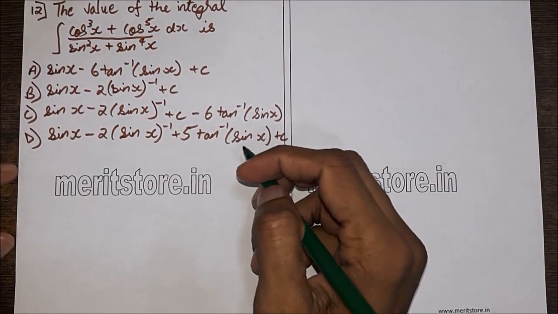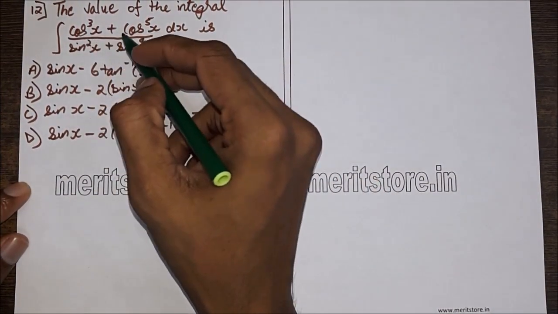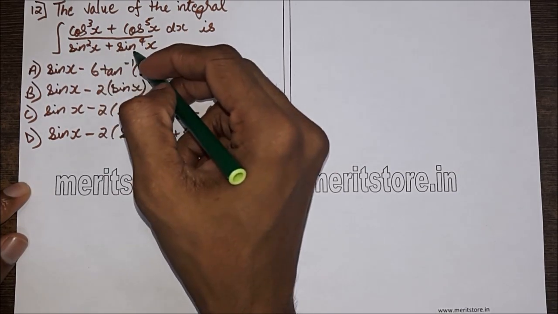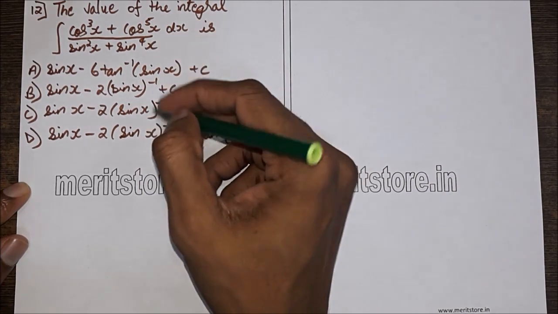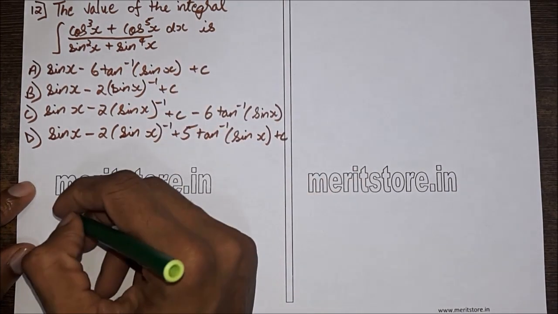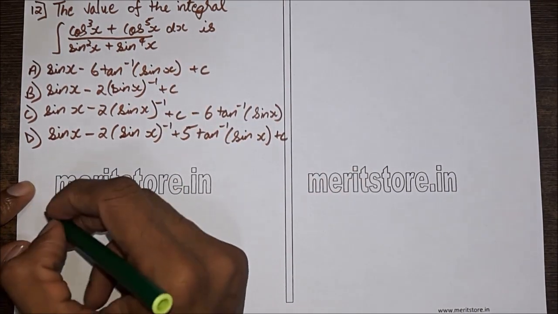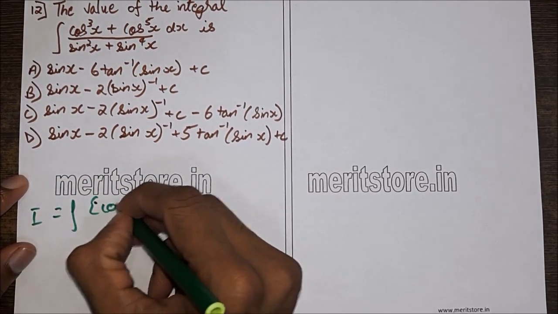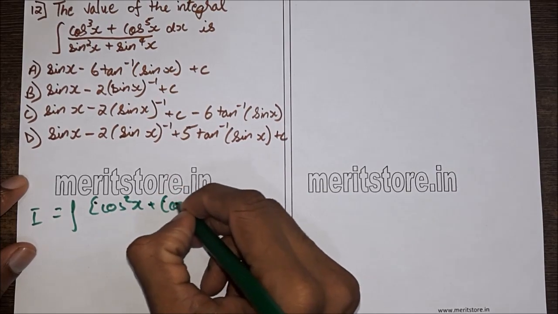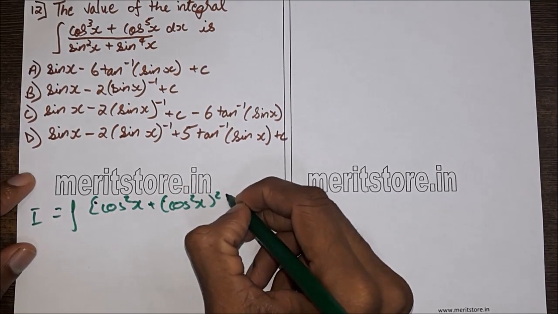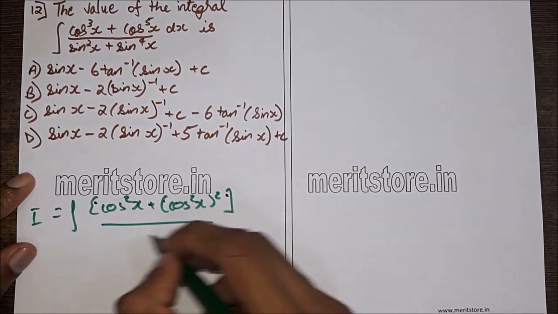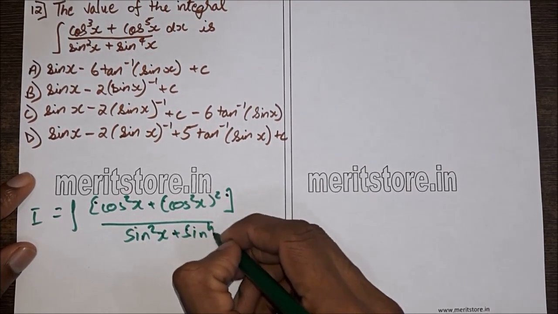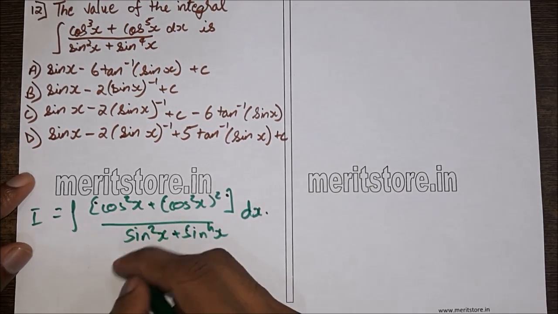Question 12. The value of integral cos cube x plus cos raised to 5x upon sin square x plus sin raised to 4x dx is, again 4 options. We can write the numerator as, that is, I equal to integral of cos square x plus cos square x the whole square upon sin square x plus sin raised to 4x dx.